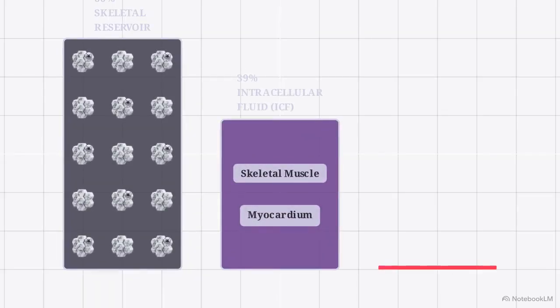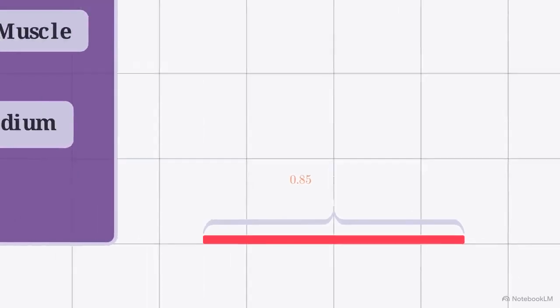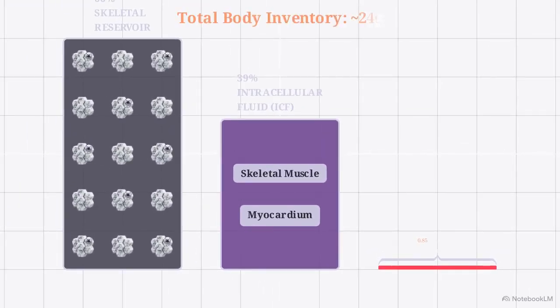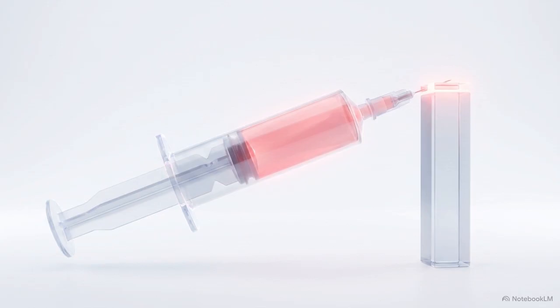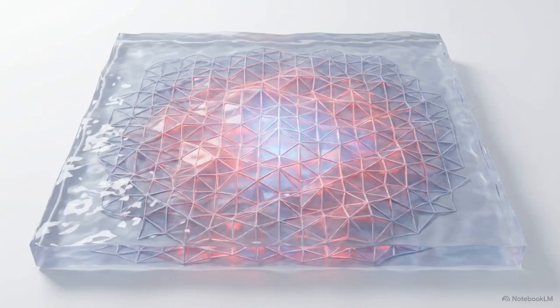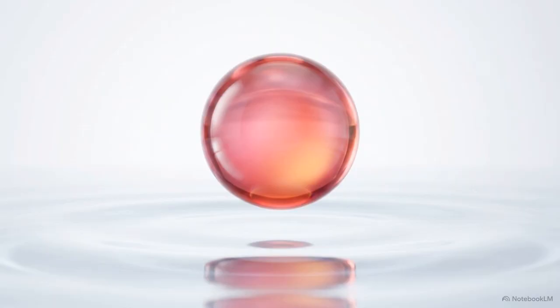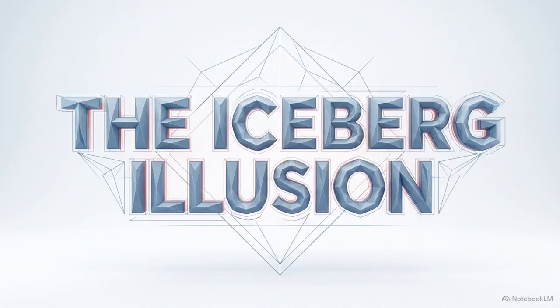An absolute 1%. This single percent is heavily guarded, restricted to a razor-thin reference interval between 0.75 and 1.00 millimoles per liter. Modern medicine relies entirely on drawing blood to test this fragile 1%. Attempting to gauge whole-body magnesium health from a standard serum test is mathematically equivalent to measuring the volume of a vast internal ocean by looking at a single drop of water. This is the exact architectural layout that creates the iceberg illusion.